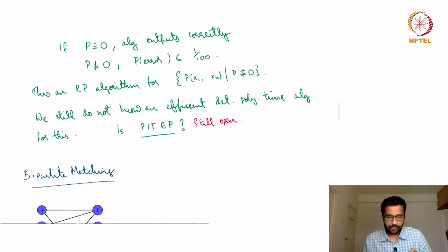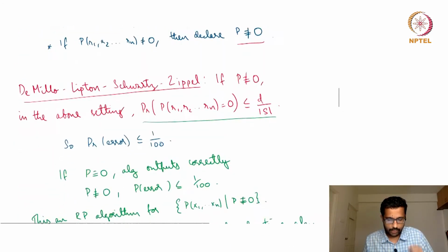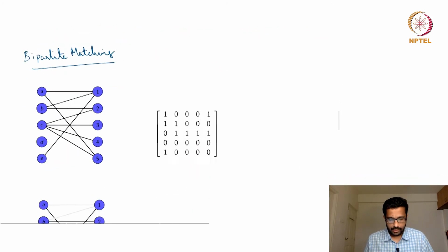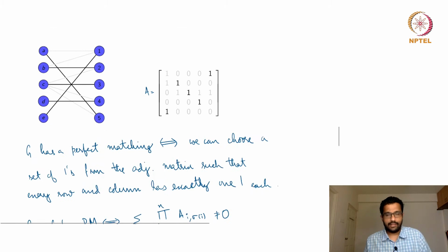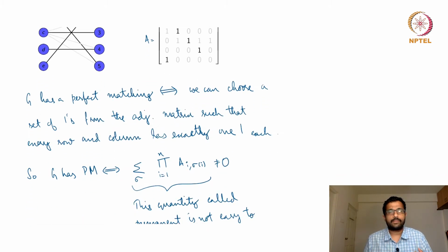Now, I hope this explanation is clear. Now I will move to an application, the application of bipartite matching, and that will lead us to seeing that the problem of bipartite perfect matching is in the class RNC.